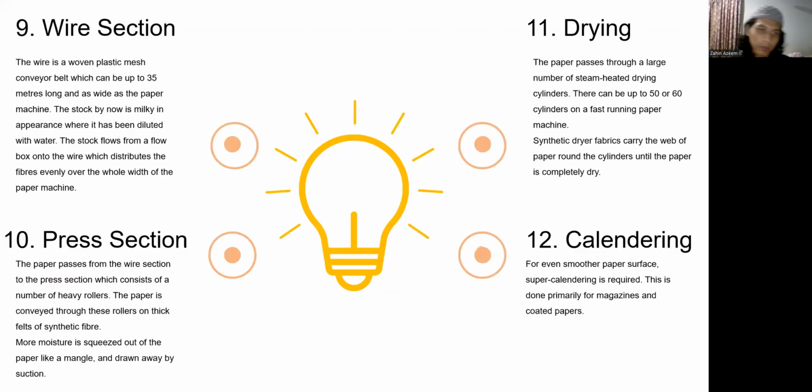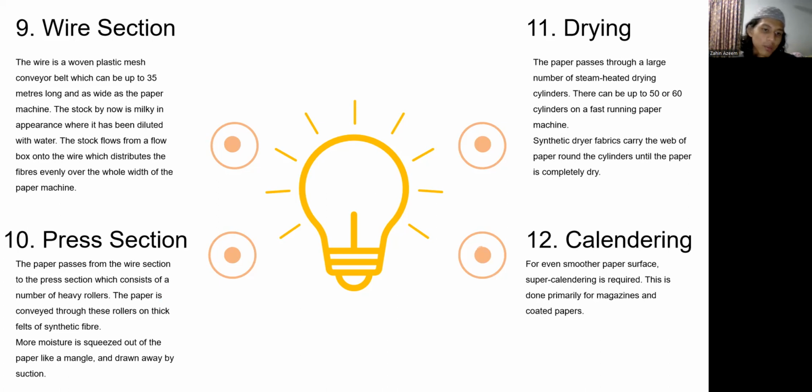So after the two parts, which are from the wood and from the recycled paper, we go to the wire section. The wire is a woven plastic mesh conveyor belt which can be up to 35 meters long and as wide as the paper machine. The stock by now is milky in appearance, where it has been diluted with water. The stock flows from a flow box onto the wire, which distributes the fibers evenly over the whole width of the paper machine. After the wire section, we go to the press section.